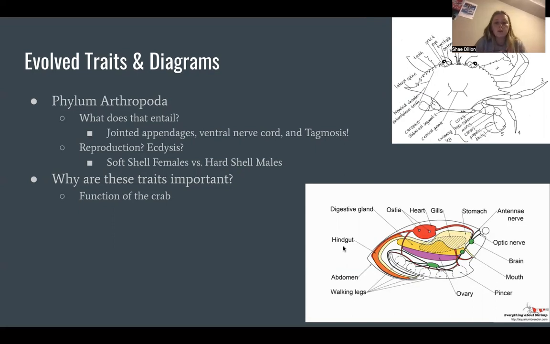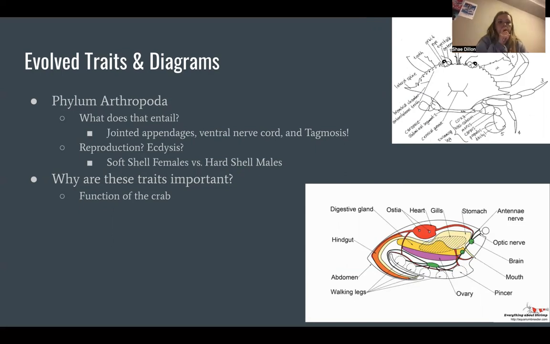And then next we're going to have tagmosis. Tagmosis is the fusion of modifying segments. This is super important. Whenever you flip over the crab, you can actually see the tagmosis on the bottom of the crab, which I think is super interesting. I just couldn't find a great picture to represent it in the PowerPoint.